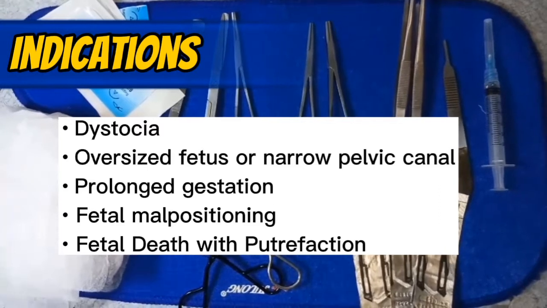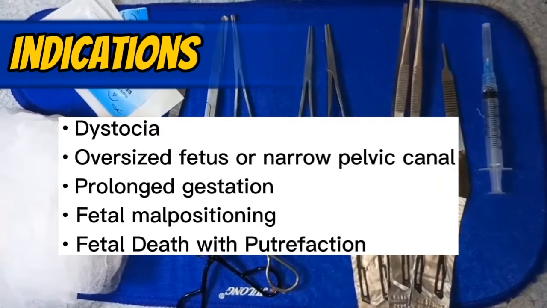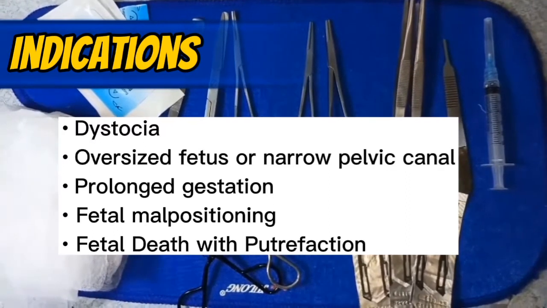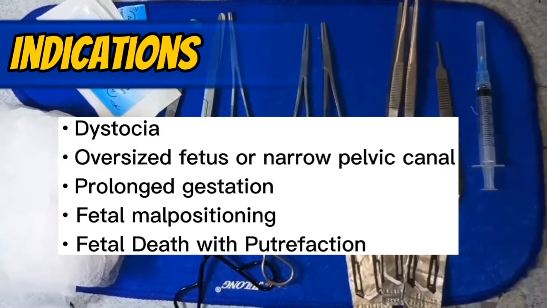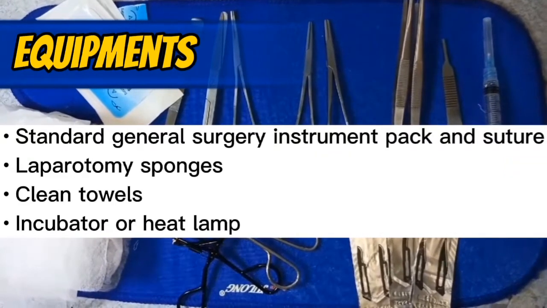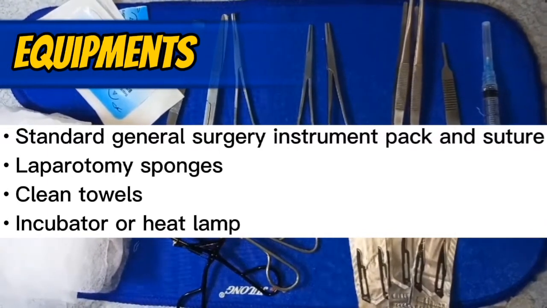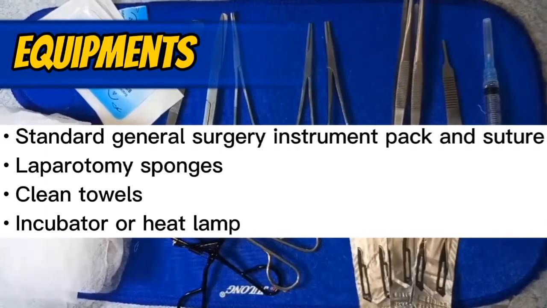Indications for Cesarean Section include dystocia, prolonged gestation, fetal malpositioning, and fetal death with putrefaction. Equipment to be used includes a standard general surgery instrument pack and suture, laparotomy sponges, clean towels, and an incubator or heat lamp.